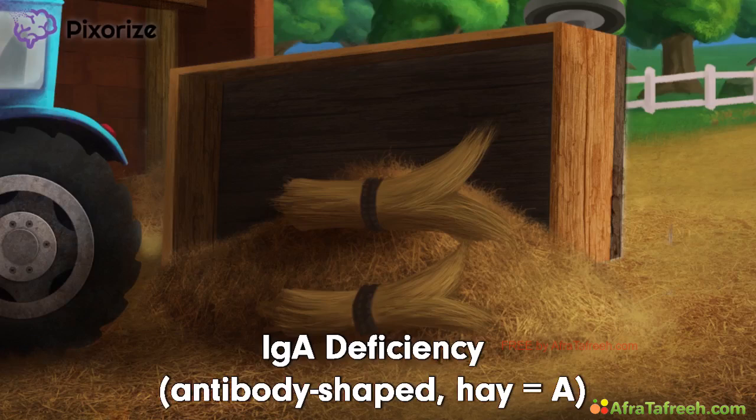But you don't need a separate symbol for this. The disease is called selective IgA deficiency. So IgA is the only one affected.